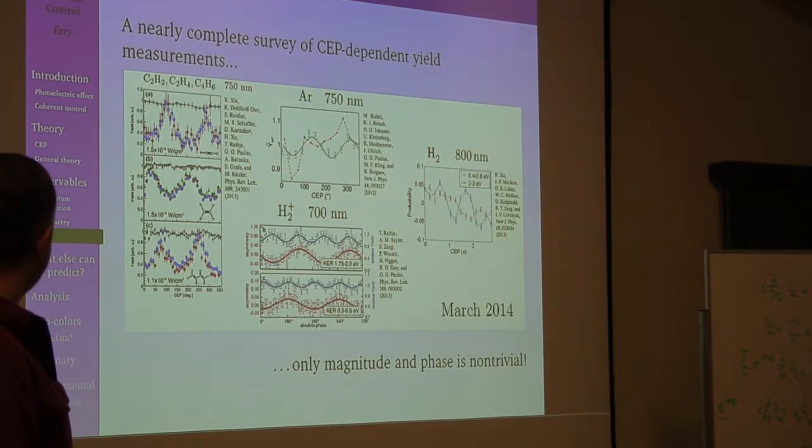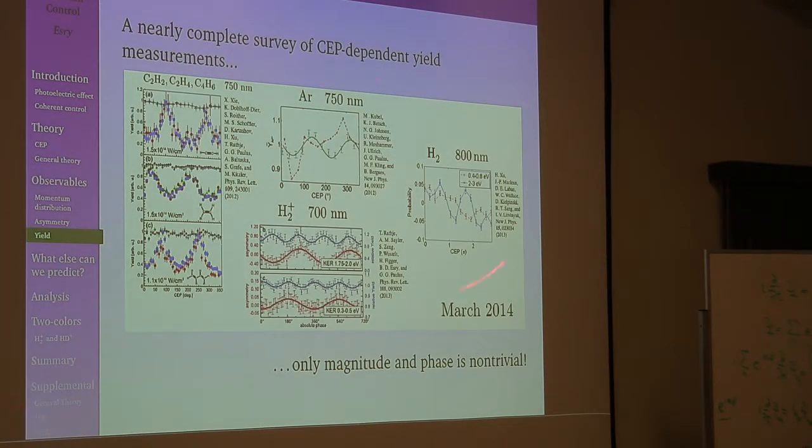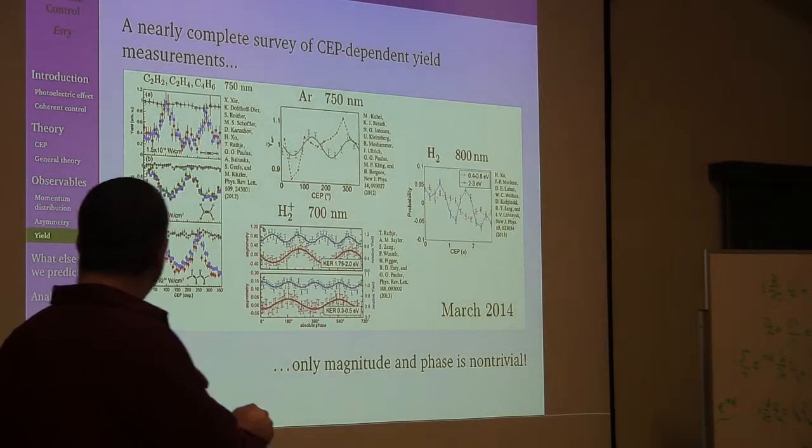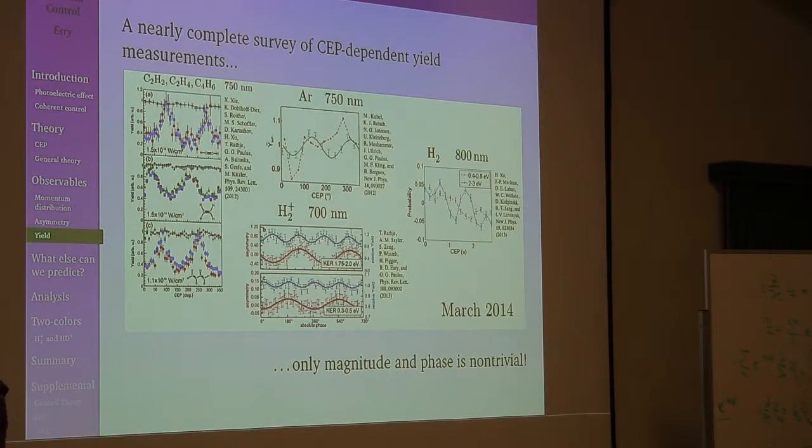And again, a survey of experiments showing CE phase dependent yields. And what you'll see, this is a range of, in this case, 2 pi. And so you have 2 periods there. That's exactly the cosine 2 phi kind of dependence. And all of these are consistent with that expression.